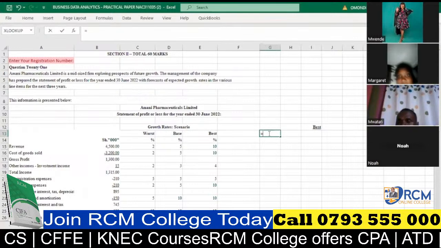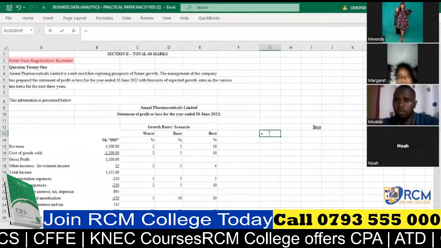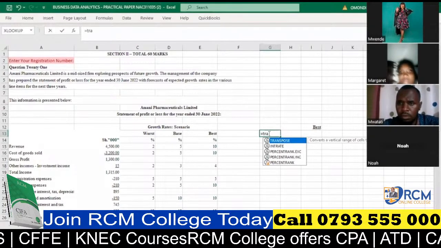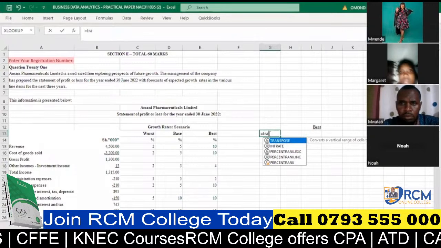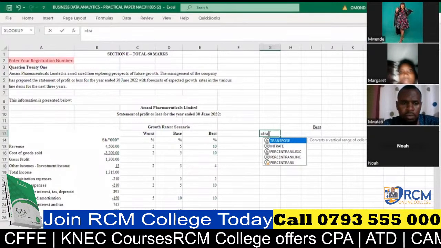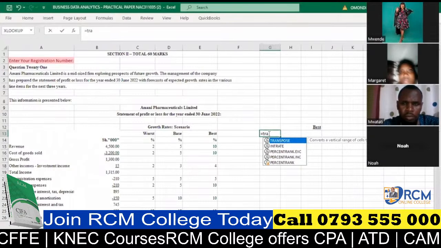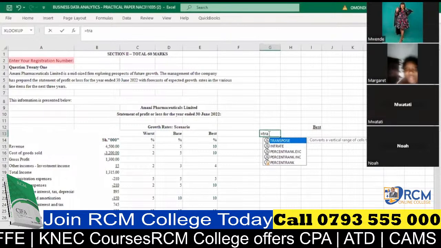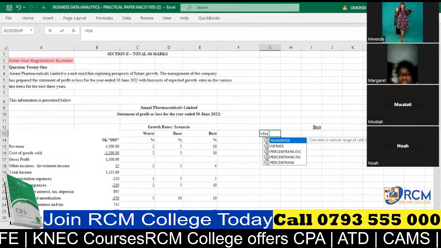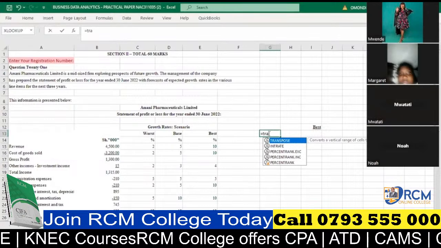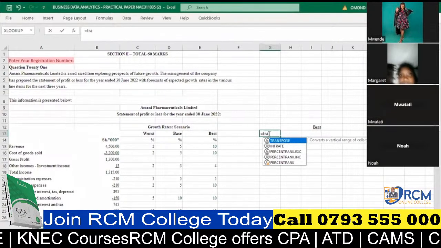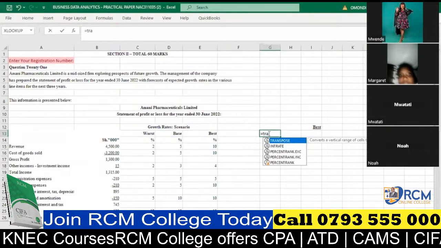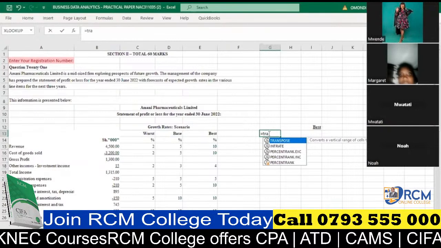Then let's get to transpose. The new version of Excel has got transpose. So let's see, what does it say? Converts a vertical range of cells to a horizontal range or vice versa. So that one qualifies to be an array function.